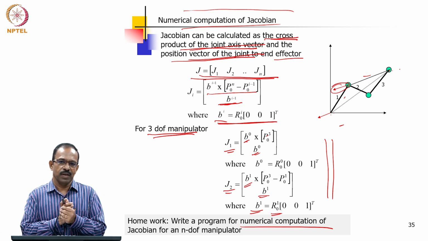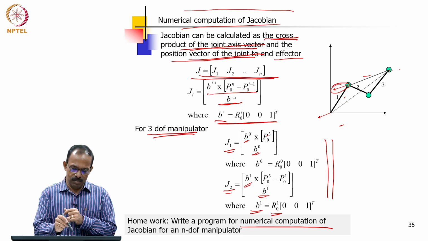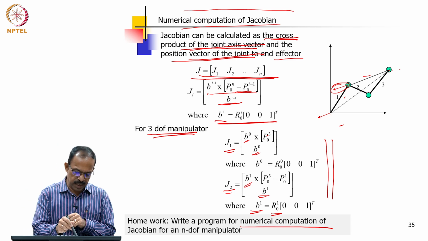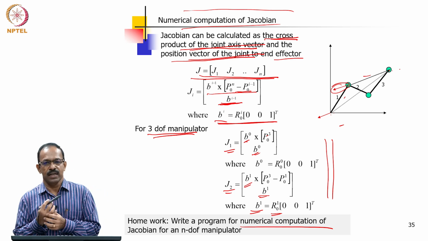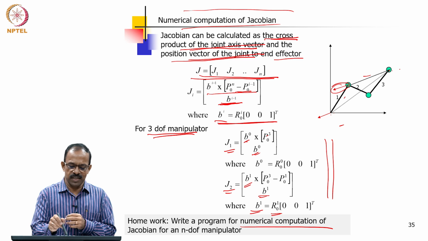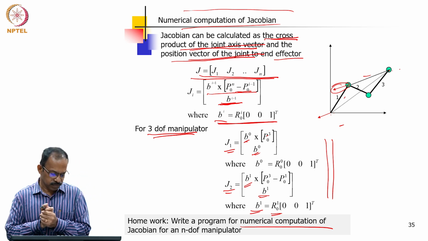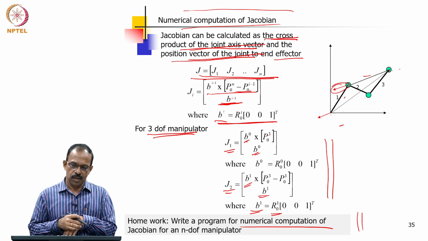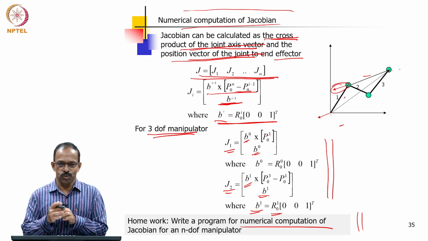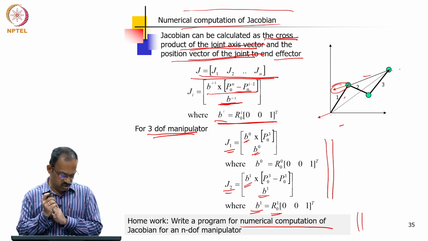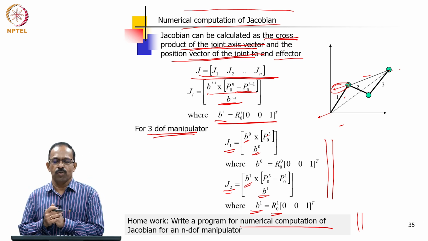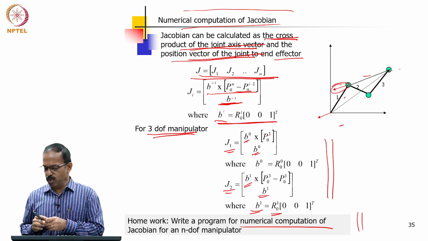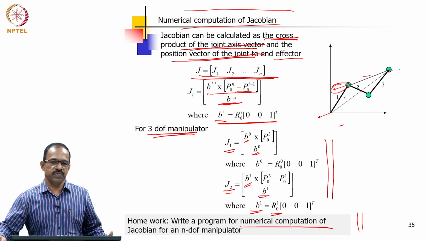Once you have that you will be able to get the position vector, and from the rotation part you will be able to get the B vector, and then do the cross product and then get the Jacobian. So, you can write a code, you can use C or Python or whatever language you like, and then write a program for calculation of Jacobian. Okay, so, that is about the computation of Jacobian.